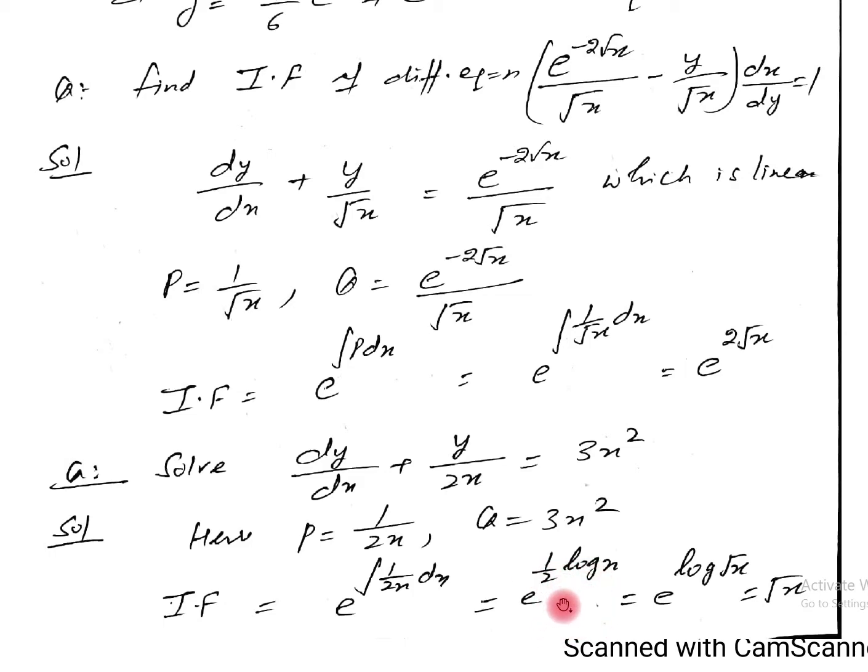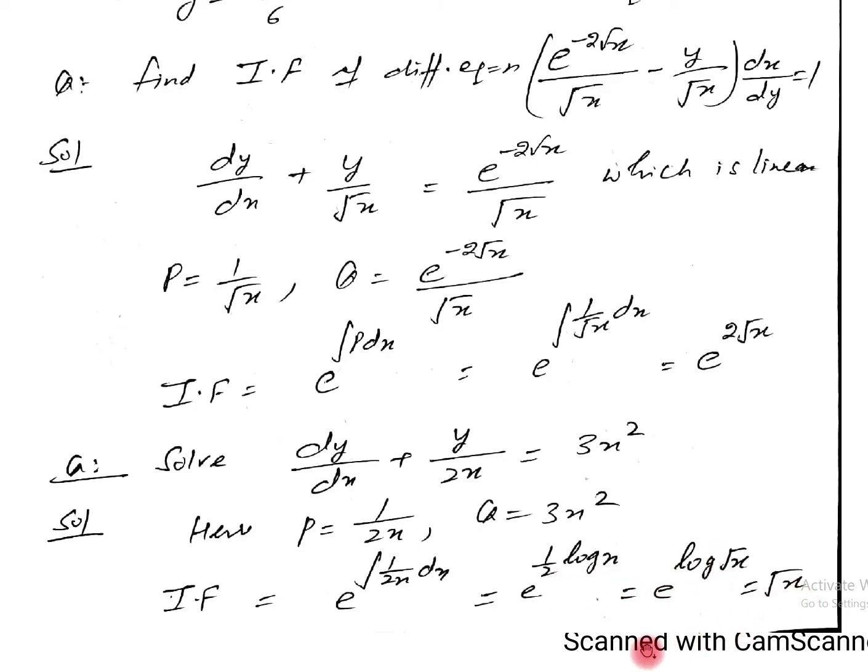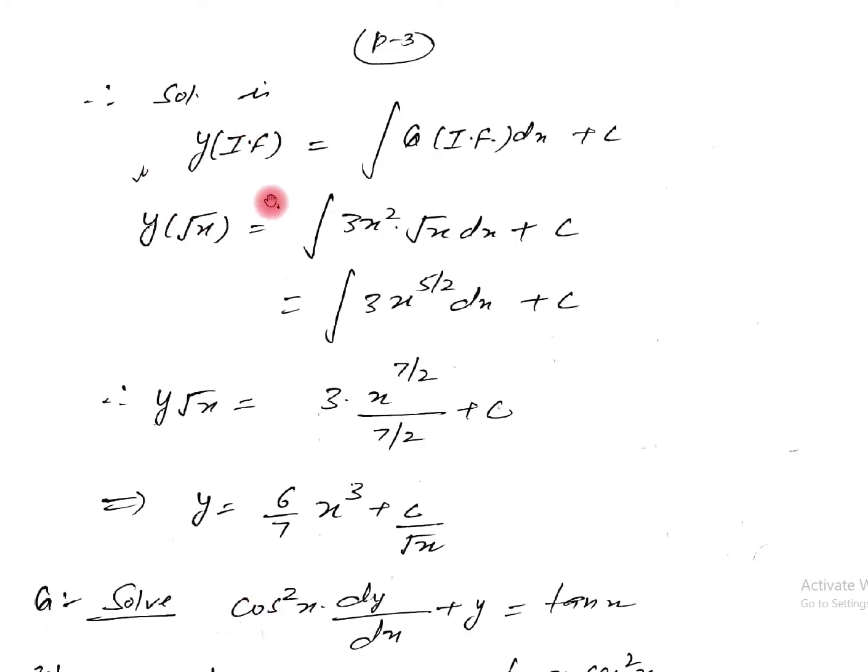Then it can be written as e raised to power log under root x. Then this is equal to under root x. Therefore the solution is y into integrating factor equal to integral of q into integrating factor dx plus c. Putting the values, y into under root x equal to integral of 3x square, the value of q, into the integrating factor under root x dx plus c.